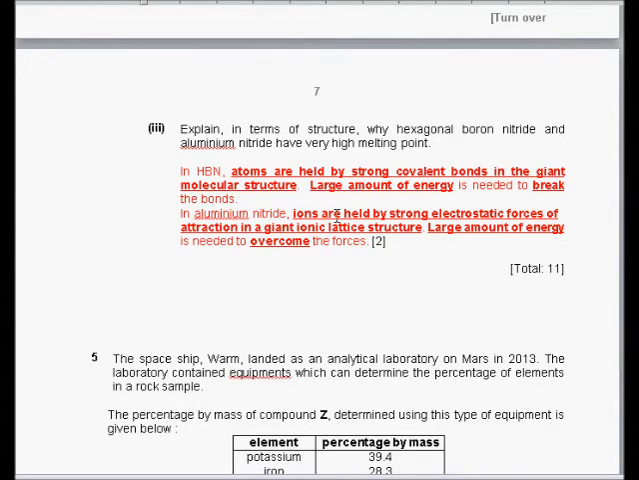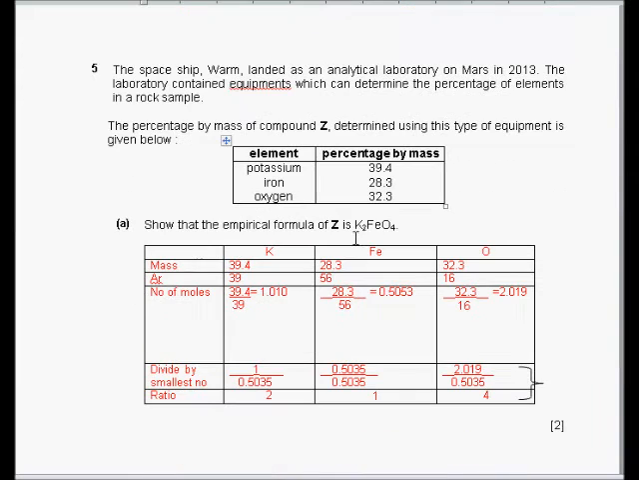And for aluminum nitride, because it is an ionic compound, the ions are held by strong electrostatic forces of attraction. And what is the name of the structure? Giant ionic lattice structure, or giant lattice structure. So a large amount of energy is needed to overcome the forces, not to break the forces. So take note of this: break the bonds, overcome the forces. A lot of you make the mistake: overcome the bonds, break the forces, and this is wrong.